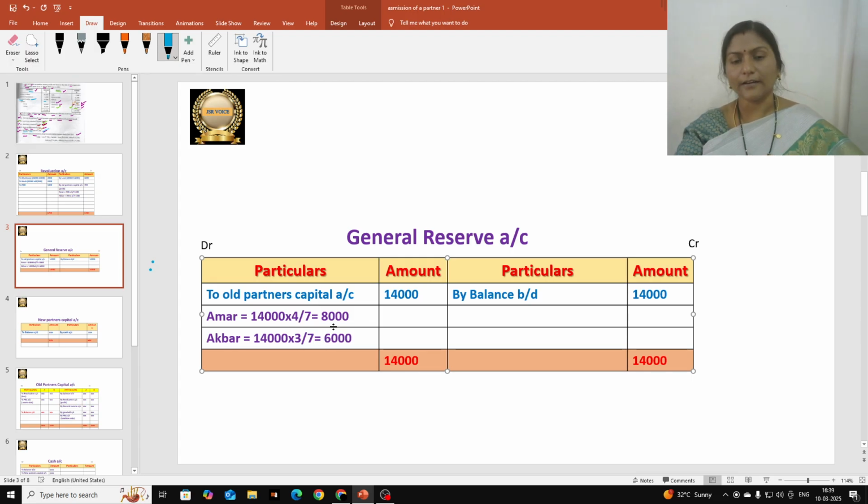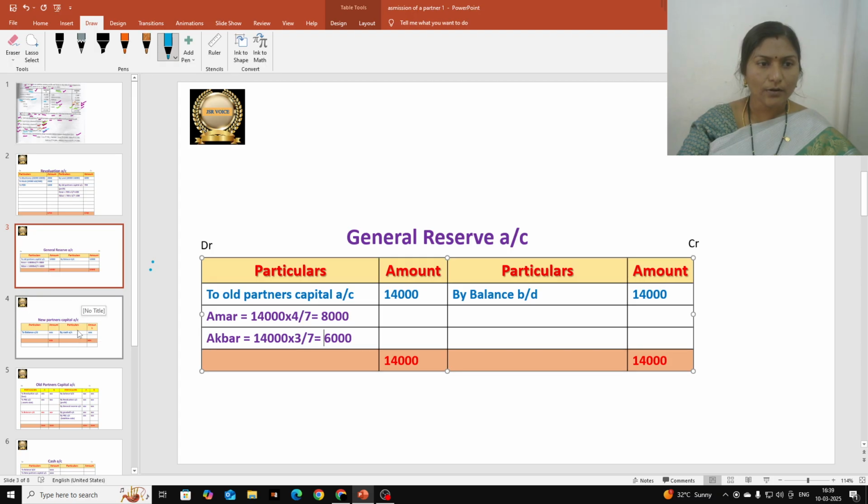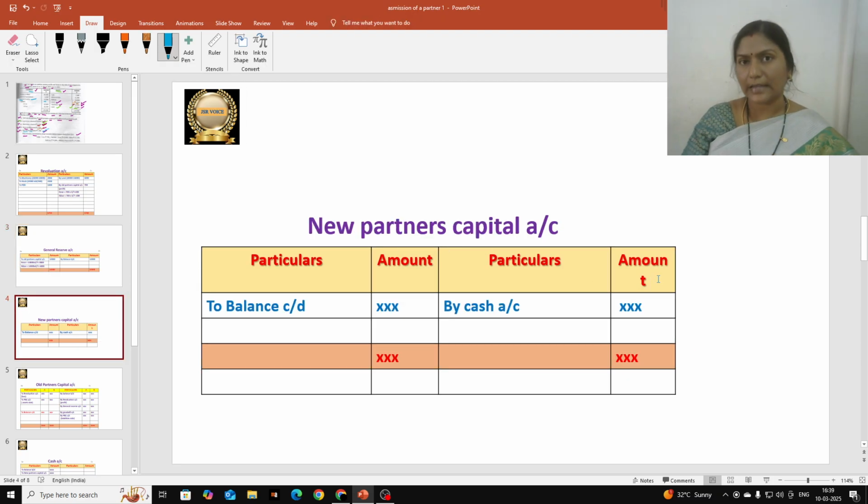Hope this is clear. So this is how we prepare the general reserve account. Let us go to the next account. The next account is the new partners capital account. Definitely in case of admission we will have a new partner. Who is that new partner? We should see how much capital he is bringing, take that into account, and record it here.